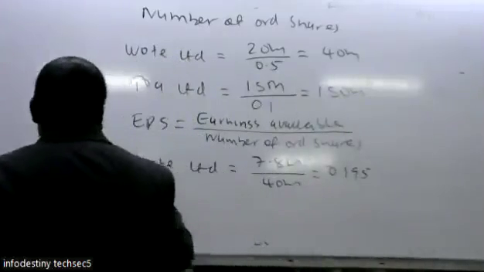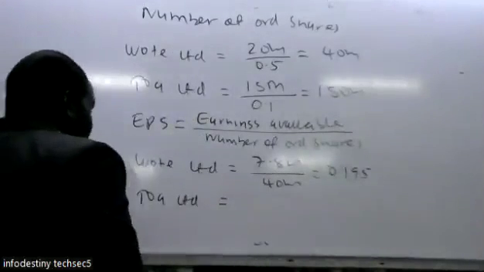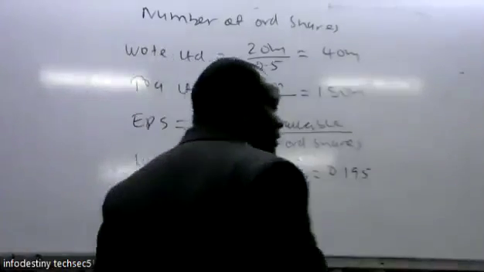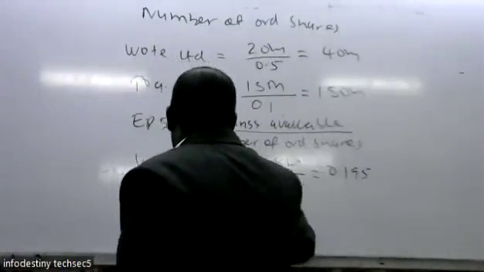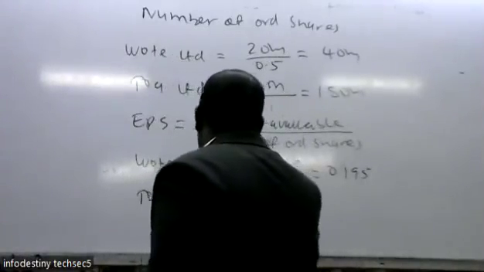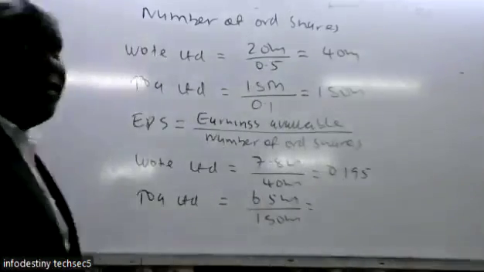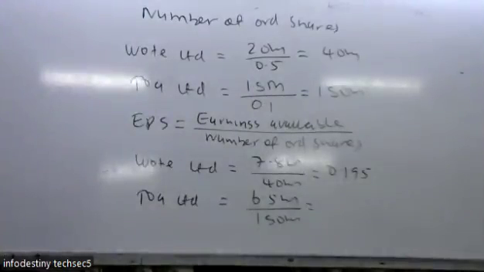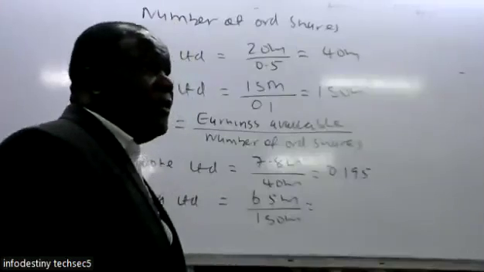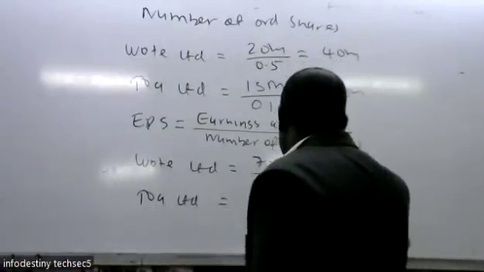So we also calculate the one for Toa Limited. For Toa Limited, you see the attributable profit is 6.5 million. We also divide by 150 million ordinary shares, so that we come up with the earning per share, which is 0.04.